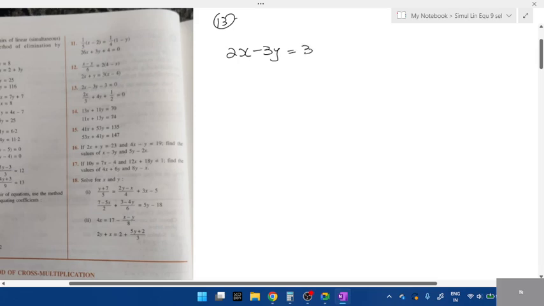See, I'll tell you one thing, students. We have done the basics. It's been almost 3 months, so don't tell me till it goes to the other side, this side, that side, nothing. You know how to write the equation, right? 2x minus 3y is equal to 3.